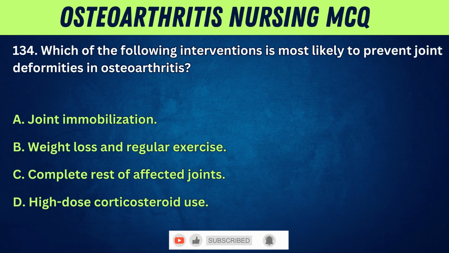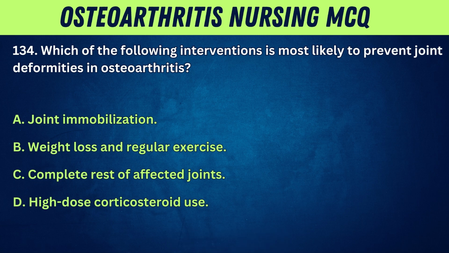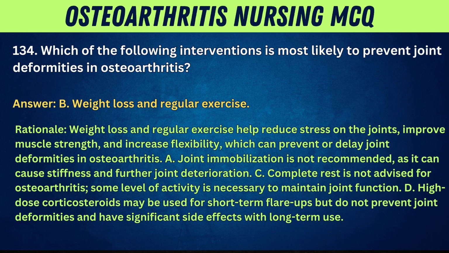134. Which of the following interventions is most likely to prevent joint deformities in osteoarthritis? A. Joint immobilization. B. Weight loss and regular exercise. C. Complete rest of affected joints. D. High-dose corticosteroid use. Answer: B. Weight loss and regular exercise.